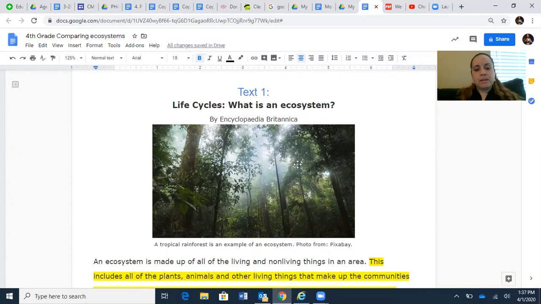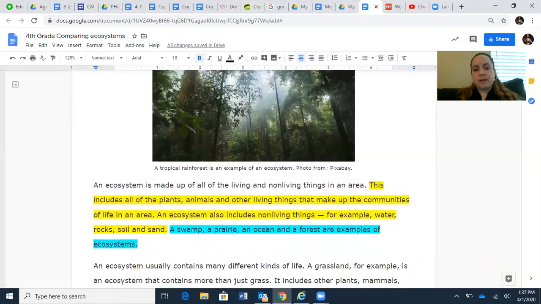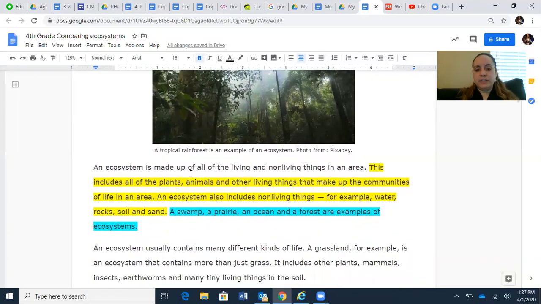So let's read. Also, while we're reading, I want you to notice that I have highlighted different things in different colors. You will see when we get to the bottom and look at the questions that I've highlighted these things to help you answer the questions. You're welcome. All right, let's start reading. An ecosystem, follow along with me.